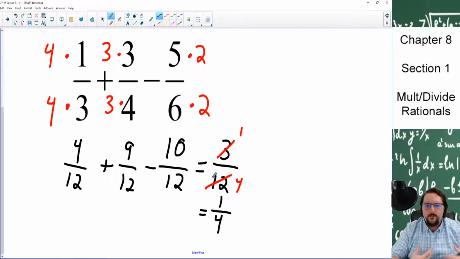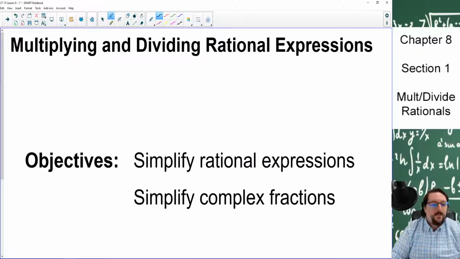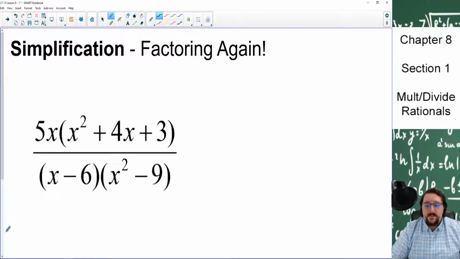All right, so now that we've had a little review on fractions, you might say, well, why am I doing that? And the answer is because we're going to be doing fractions in a bit more of a sophisticated way. We're going to be simplifying rational expressions, and we're going to simplify complex fractions. Well, what the heck does that mean?